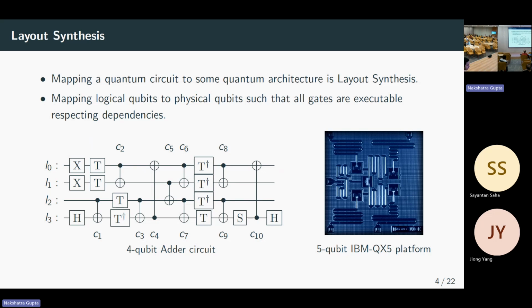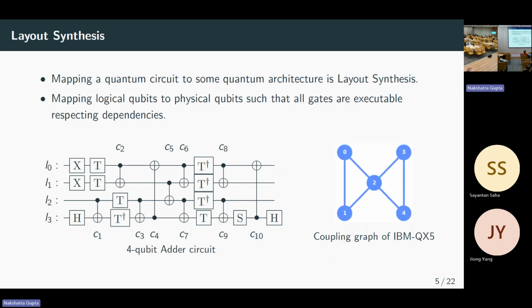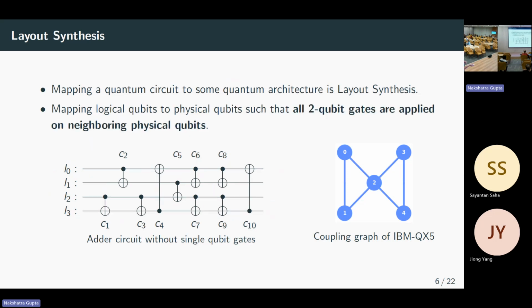You can see a little bit better in this coupling graph. It just says which qubits can interact, which qubits cannot. For example, 0 and 3 cannot interact. So now we can see that we can always execute single qubit gates, but not 2-qubit gates. So we'll update our problem. We say we want to map the logical qubits onto the physical qubits such that all 2-qubit gates are executable in the order that is required, but only on the adjacent physical qubits.